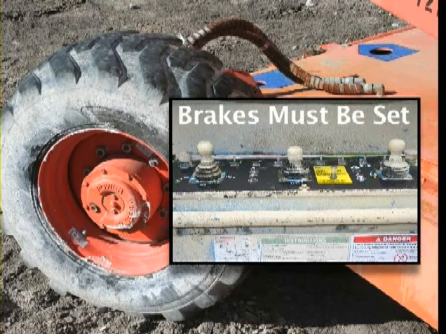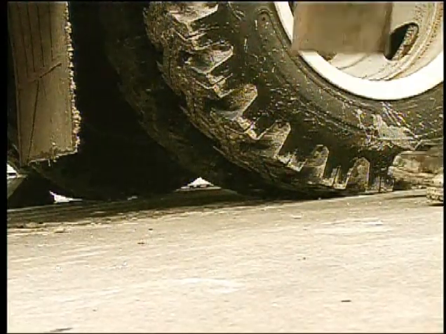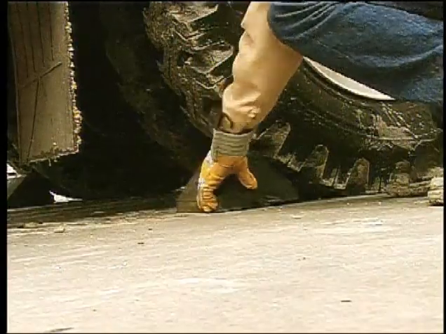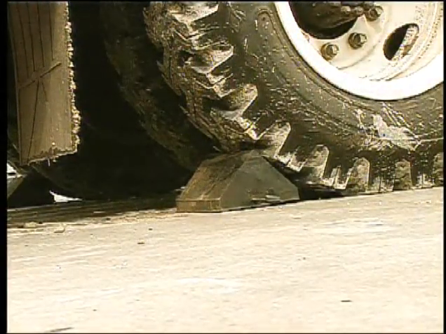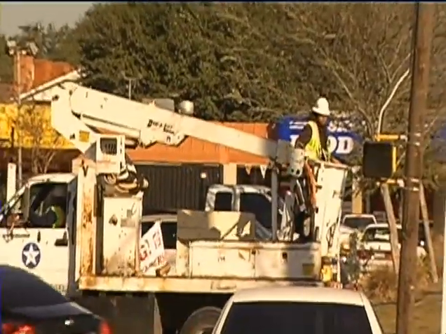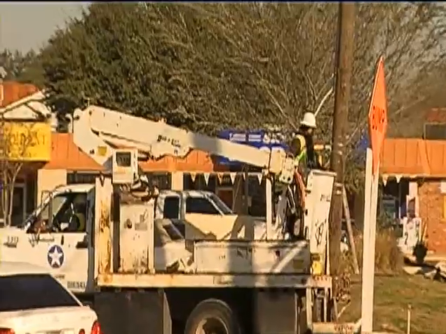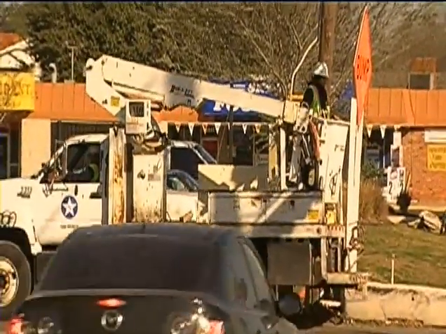Brakes must be set, and if the lift has outriggers, they must be positioned on pads or on a solid surface. If the lift is operated on a slight incline, wheel chocks must be installed. Only use wheel chocks if they can be used safely. An aerial truck should not be moved when the boom is elevated in a working position with personnel in the basket unless the lift is specifically designed for such operation.